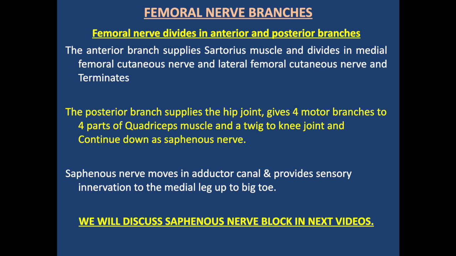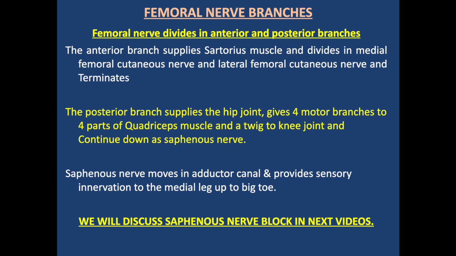The anterior branch supplies only one muscle, sartorius muscle, and divides in medial femoral cutaneous branch and intermediate femoral cutaneous nerve, which supplies anterior and medial portion of the thigh. The lateral portion is supplied by the lateral femoral cutaneous nerve. The posterior branch supplies the hip joint, gives 4 motor branches to 4 parts of quadriceps muscle and a twig to knee joint, and continues as saphenous nerve.